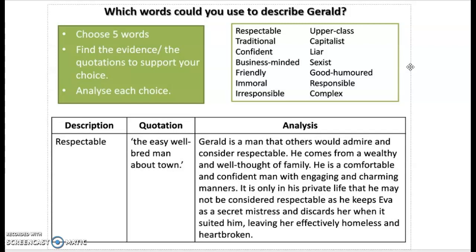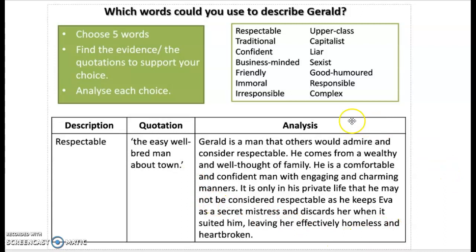And I want you to, as I've done on the table here, and this is an example, write down your description in this box, your word. So this is an example here. We've got respectable. Then I would like you to find a quotation from what you've read so far, including Act 1. I would like you to put the quotation as is done here in this box. So we've got respectable, the easy, well-bred man about town. Okay, that's the quotation that's been chosen here.